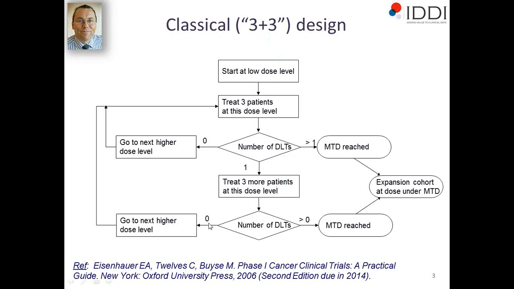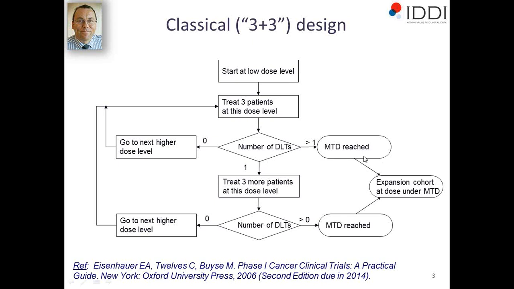And then again, if there are no DLTs in this next cohort of 3 patients, we can increase the dose and loop back again. If there is at least 1 DLT in that next cohort of 3 patients, then again we've reached the maximum tolerated dose. So this is a very simple design that just consists of increasing the dose until at least 2 patients have a dose-limiting toxicity among 3 patients or 6 patients.